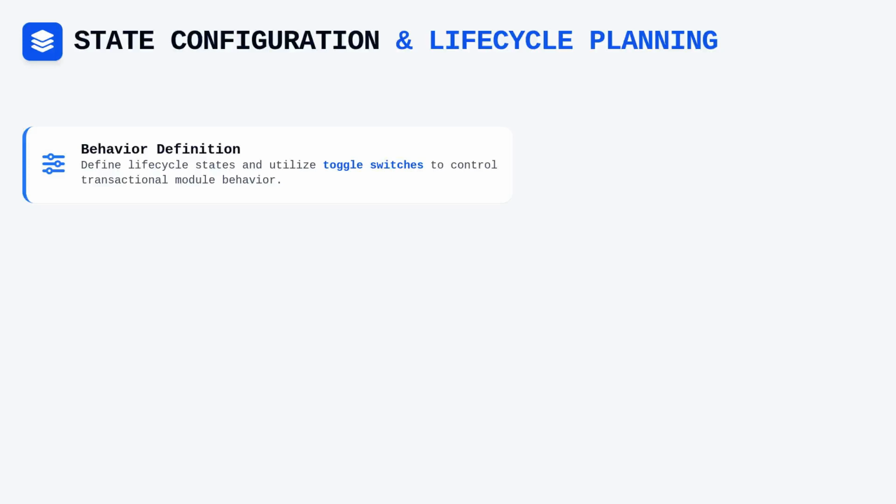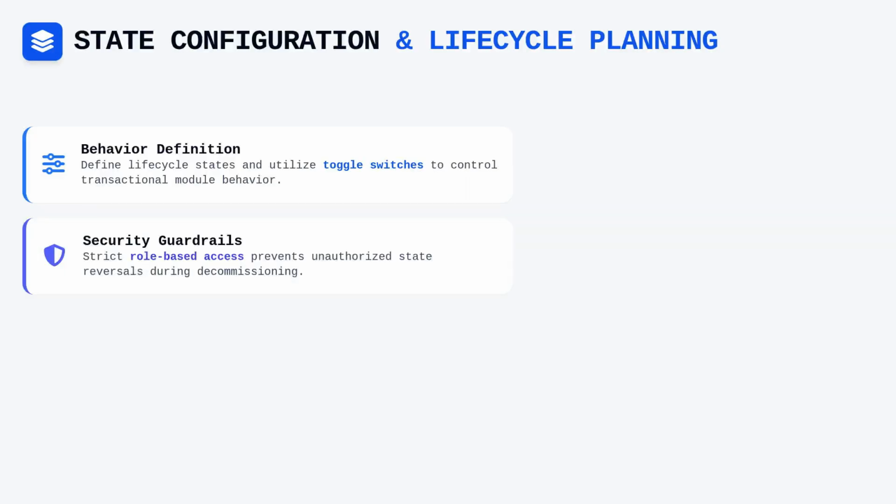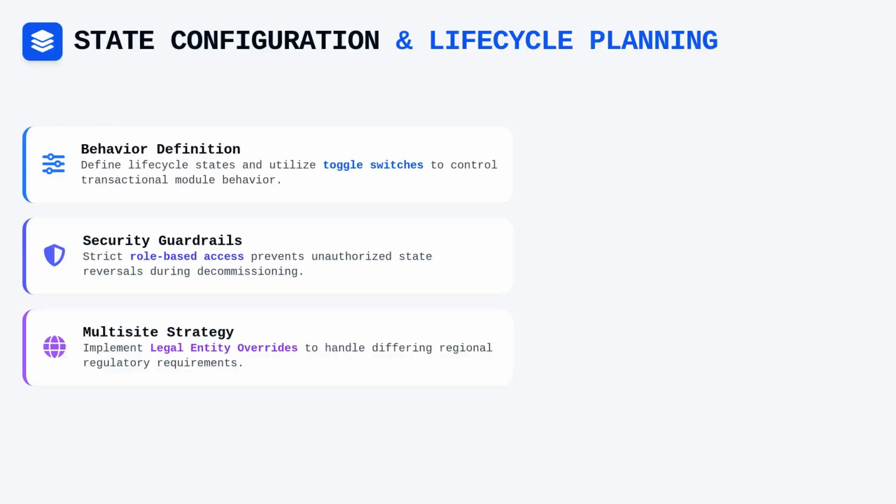The actual configuration of these states involves several layers of careful planning. You start by defining the lifecycle state itself, but the power resides in the toggle switches that define the behavior for each transactional module. You must verify that your security rules allow users to modify these states, as you do not want warehouse staff accidentally reverting a product to an active state while it is in the middle of a decommissioning phase. Additionally, when managing these states in a multi-site deployment, you must account for legal entity overrides. A product might be obsolete in one country's regulatory environment while remaining active elsewhere, necessitating a clear strategy for how you map these states to specific entities.